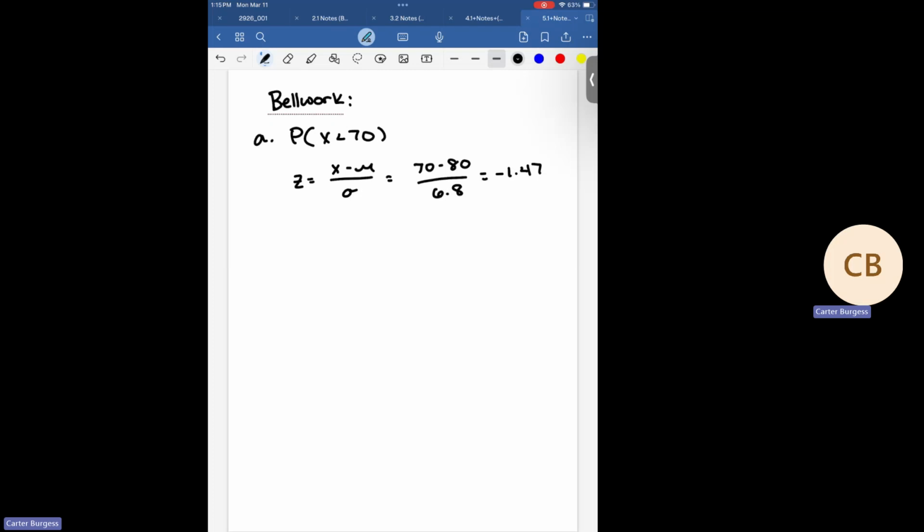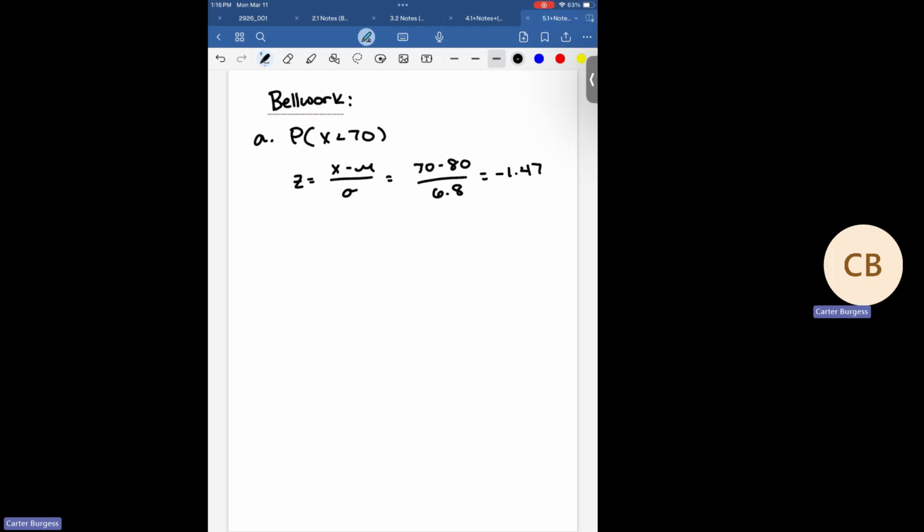How would we interpret the z-score? What is the negative 1.47 telling us? The z-score is a measure of position, not a probability. It's the number of standard deviations away from the mean we are. In this case, the fact that it's negative tells us we're below the mean, which makes sense, right? 70 versus 80. 70 is below the mean, and we're a little bit less than a standard deviation and a half away from the mean.